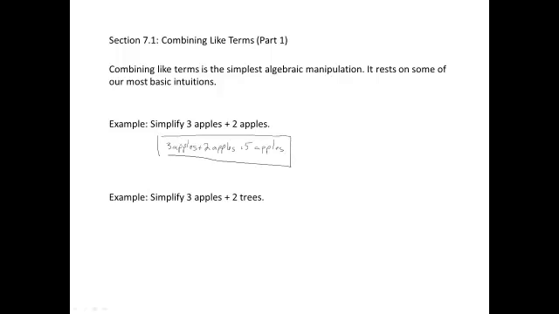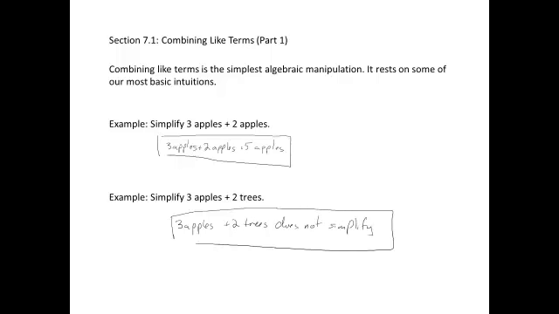Example, simplify 3 apples plus 2 trees. When you see this, you should recognize that apples and trees are not the same thing, so that they don't combine. For example, you don't get 5 apple trees. 3 apples plus 2 trees does not simplify. If you understand these 2 examples, you understand the basics of combining like terms.